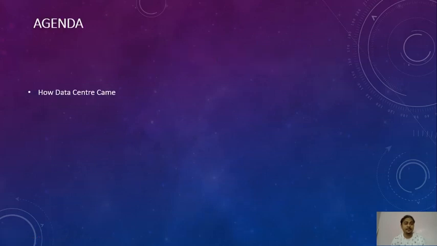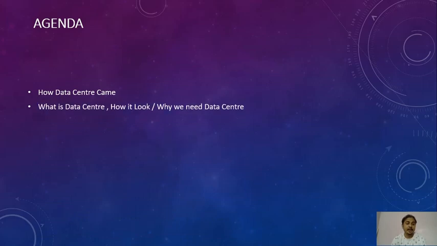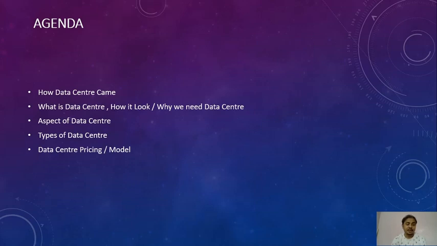Let's go to the agenda. We want to know how the data center came, how this entire topology or infrastructure came in, what the data center is, how it looks, and why we even need a data center. What are the different aspects or scope of a data center, the types of data center available in the market, data center pricing and the model, and at the end, data center migration. We are not going to discuss it in detail, but just want to have a glimpse of how we should migrate from our home-based model to a data center based model.